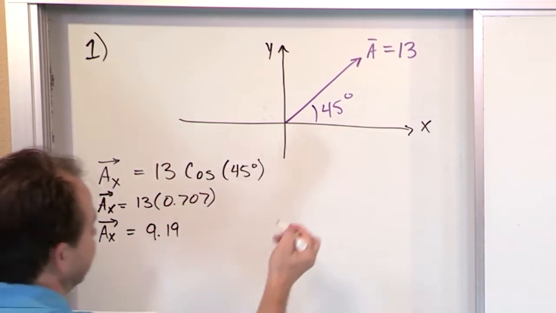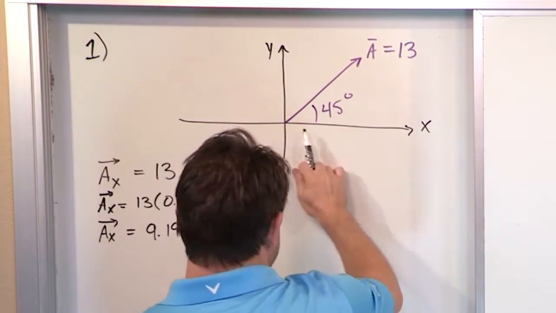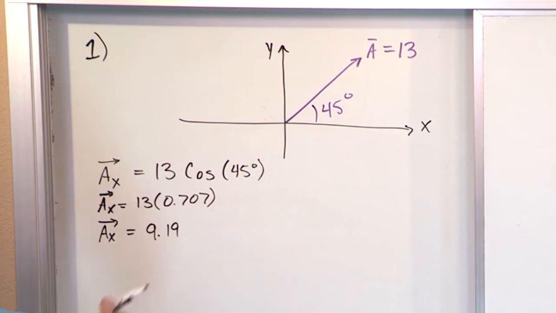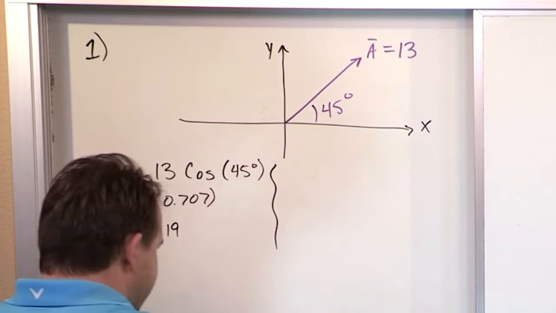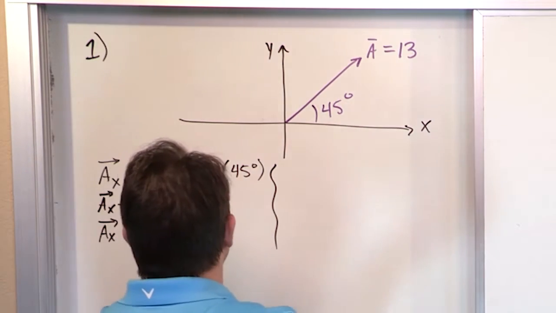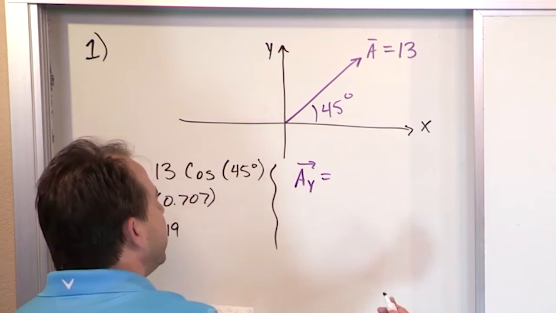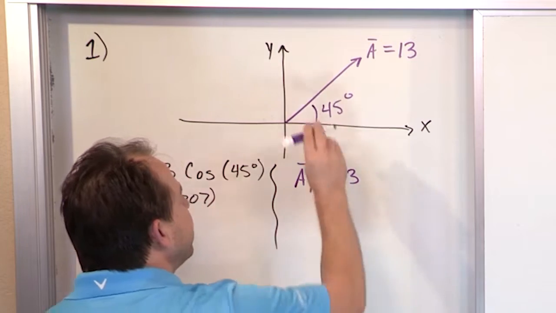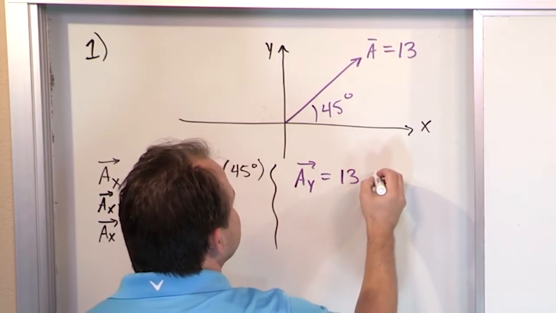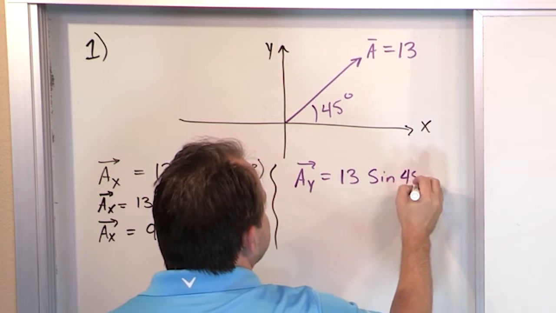9.19 what? Well, if it was meters, it'd be 9.19 meters. If it was meters per second, it'd be meters per second. I haven't even given you any units here, so we're just going to leave it alone at 9.19. And then we're going to go over here, let's switch colors and find the y component. A sub y vector, what is it going to be? It's going to be the length of the vector itself, the hypotenuse 13, and we're chopping it to find the y component, so that's going to be a sine, the opposite of this angle, sine of 45 degrees.